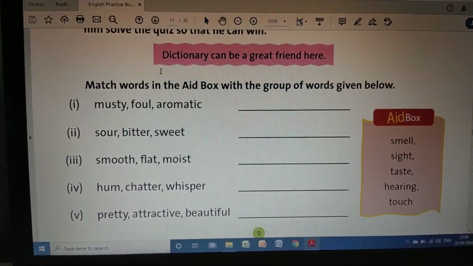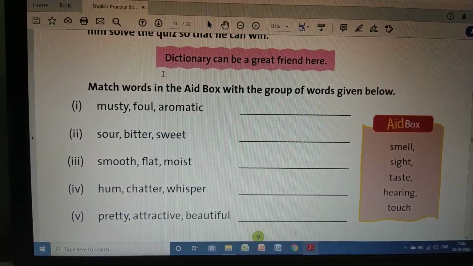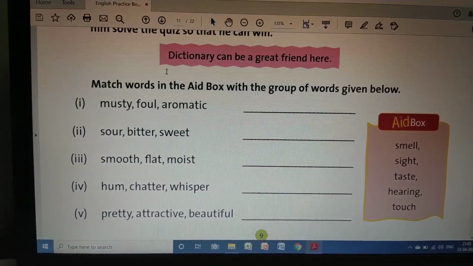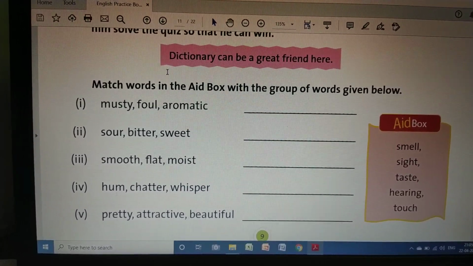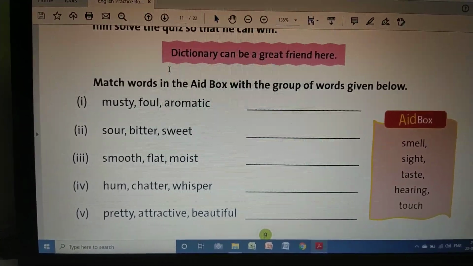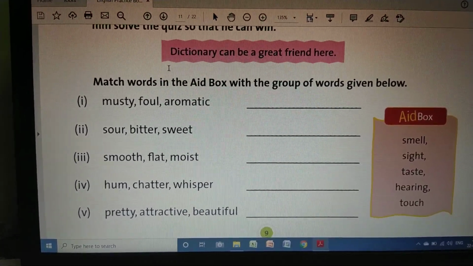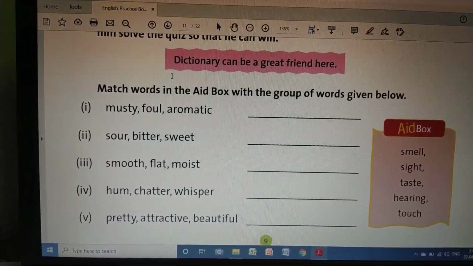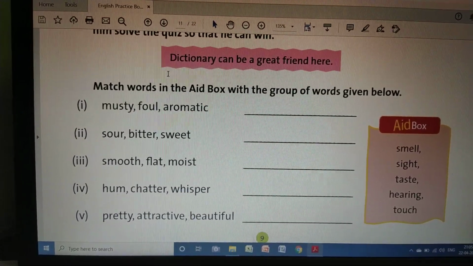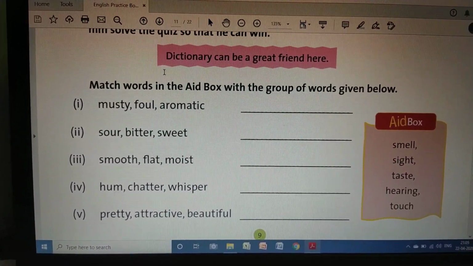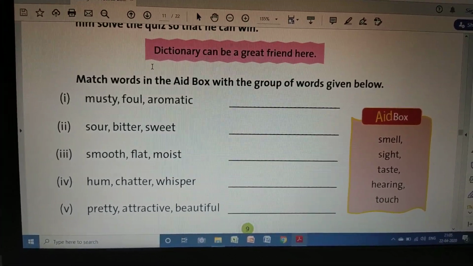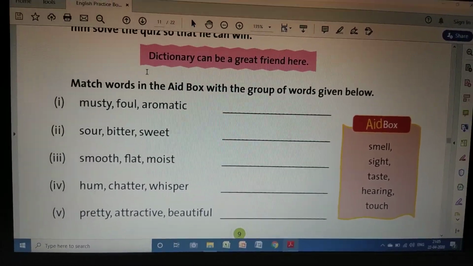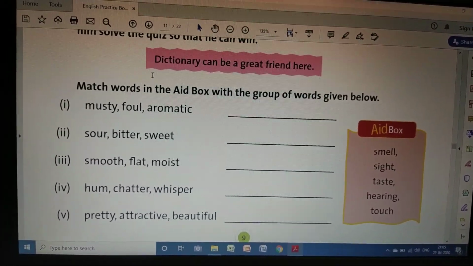Okay, the first group of words that they have given are musty, foul, aromatic. The second one is sour, bitter, sweet. The third one, smooth, flat, moist. The fourth one, hum, chatter, whisper. And the last one is pretty, attractive and beautiful. Okay, you're going to select the words from the 8 box and fill it up. Of course, I'll be providing you with answers, but I want you all to solve this on your own.